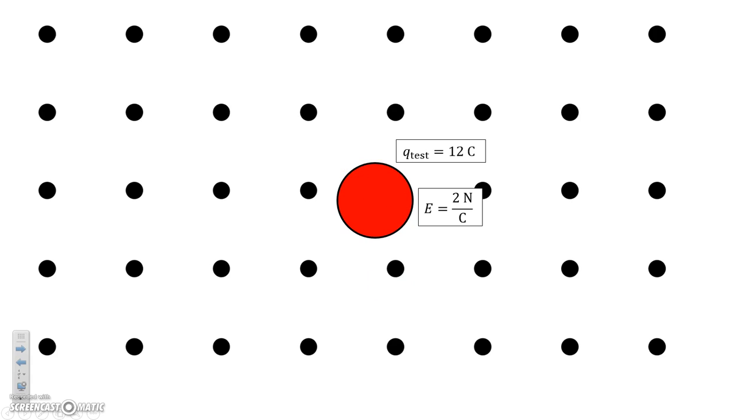This one charge has 12 coulombs, so we could break it into chunks. Every 1 coulomb has a 2 newton force. So this 1 coulomb feels a 2 newton force, and so does this one and that one. Every 1 coulomb in this test charge feels 2 newtons of force. So what's the total force going to be? Well, you've got 12 coulombs, every one feels 2 newtons, so the total is 24 newtons.